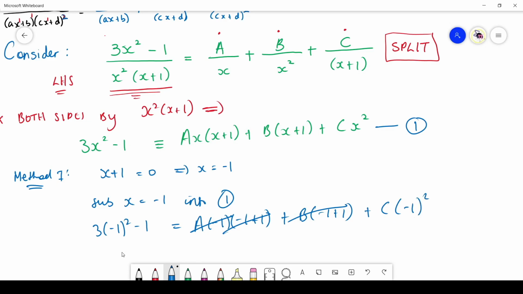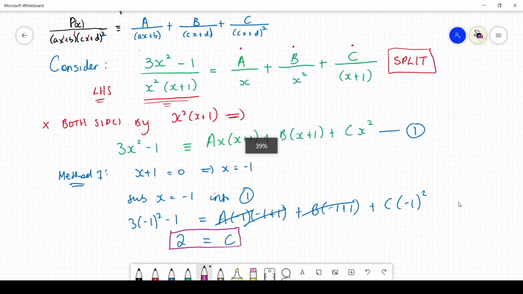And this works out to be, I believe, 3 by -1 squared. That's 3 minus 1. That's 2. And on the right hand side, -1 squared is +1. So you'll get c being equal to 2. And boom. Just like that, you got a value for c. Now, we only have to find values for a and b.